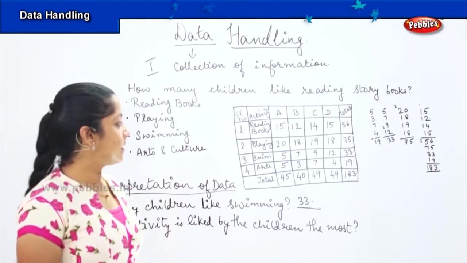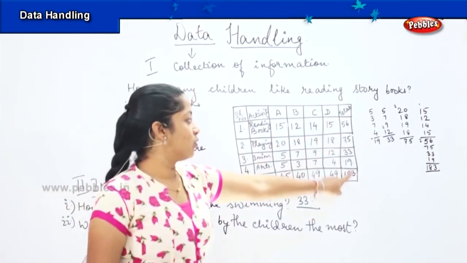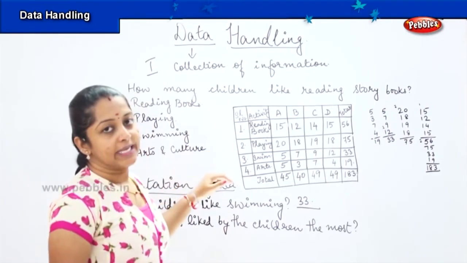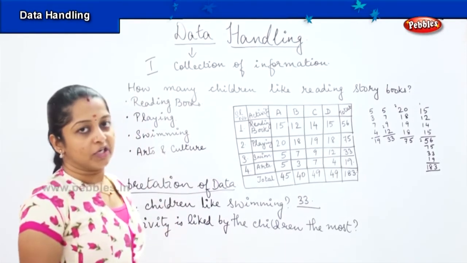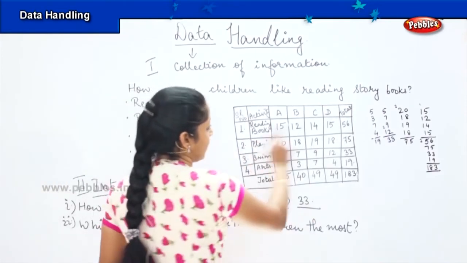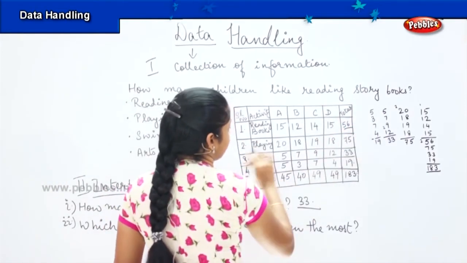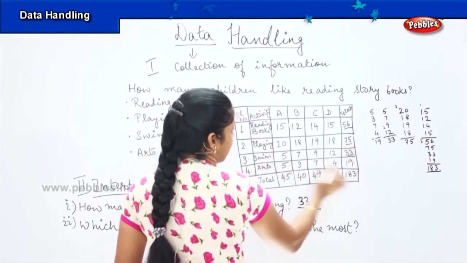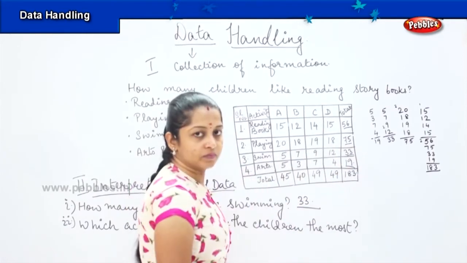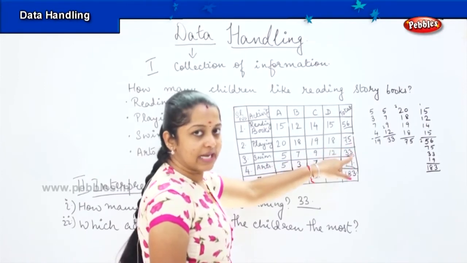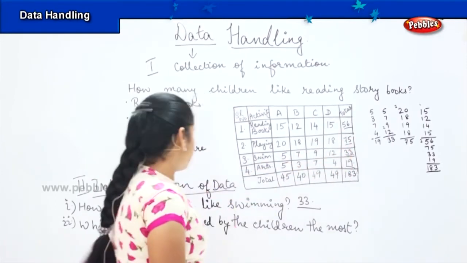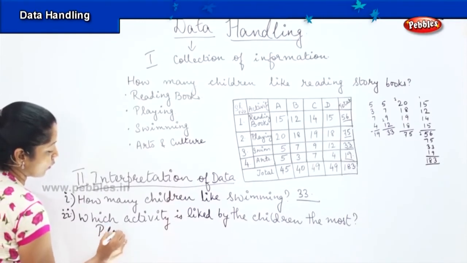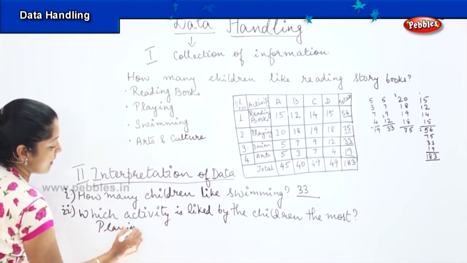So what we need to do is, first again we need to check the totals and then find out which population enjoys the particular activity. So for reading books we have 56, for playing we have 75, swimming we have 33 and arts we have 19. So 75 is the largest among all, right? So which means that playing is the activity which is enjoyed by the kids the maximum.